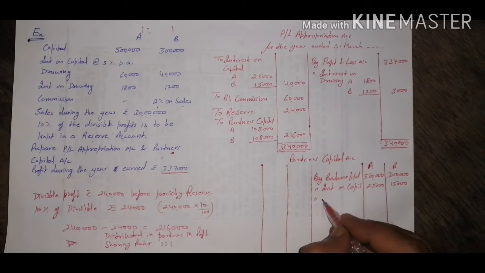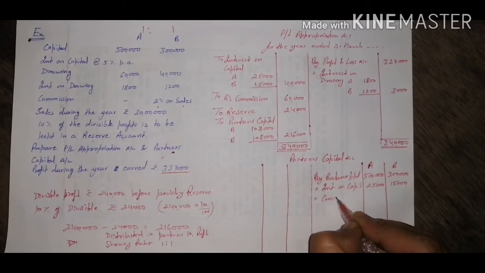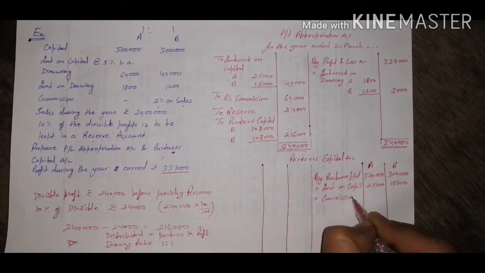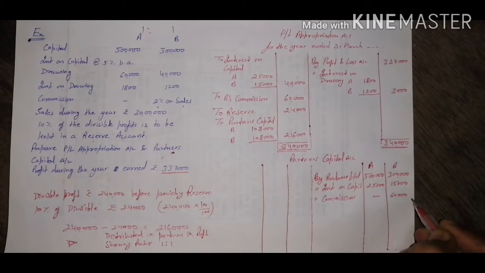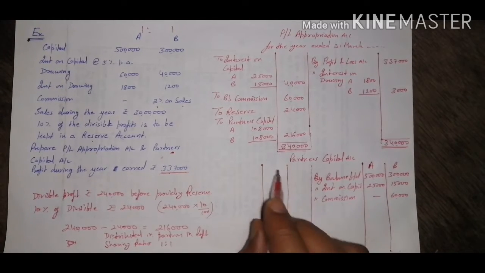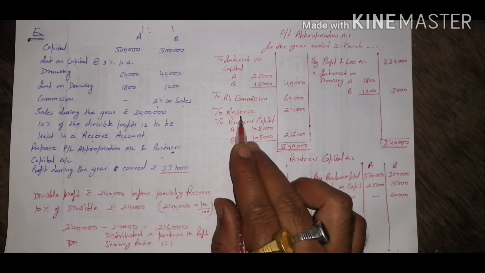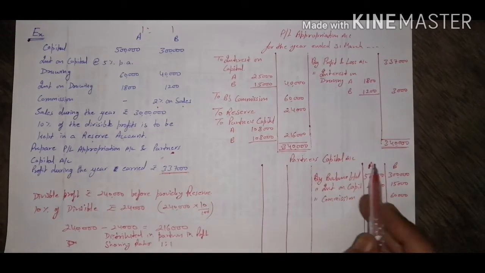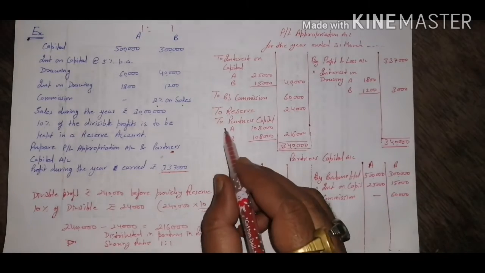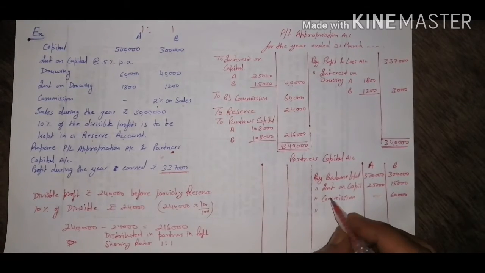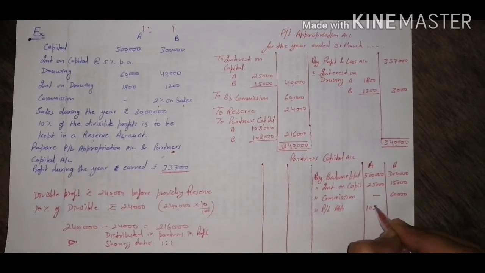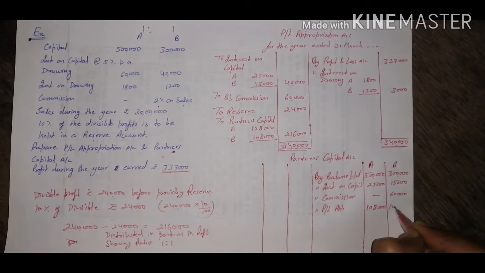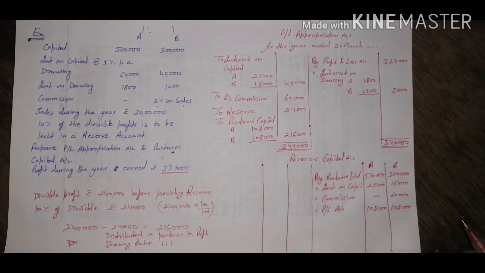B's commission of rupees 60,000 increases capital, so it is recorded on the credit side. Commission amount 60,000. Reserve is undistributed profit and not related to partners. Next, profit distributed among partners from the P&L appropriation account: 1,08,000 and 1,08,000.